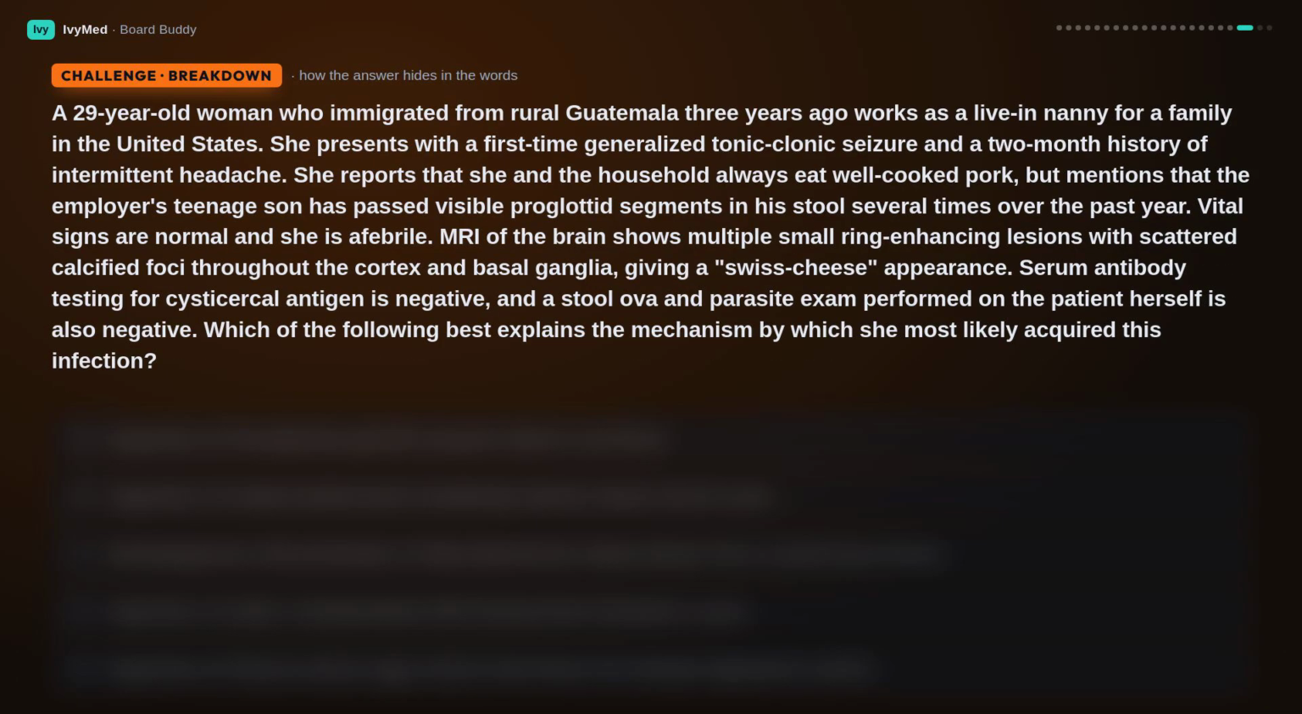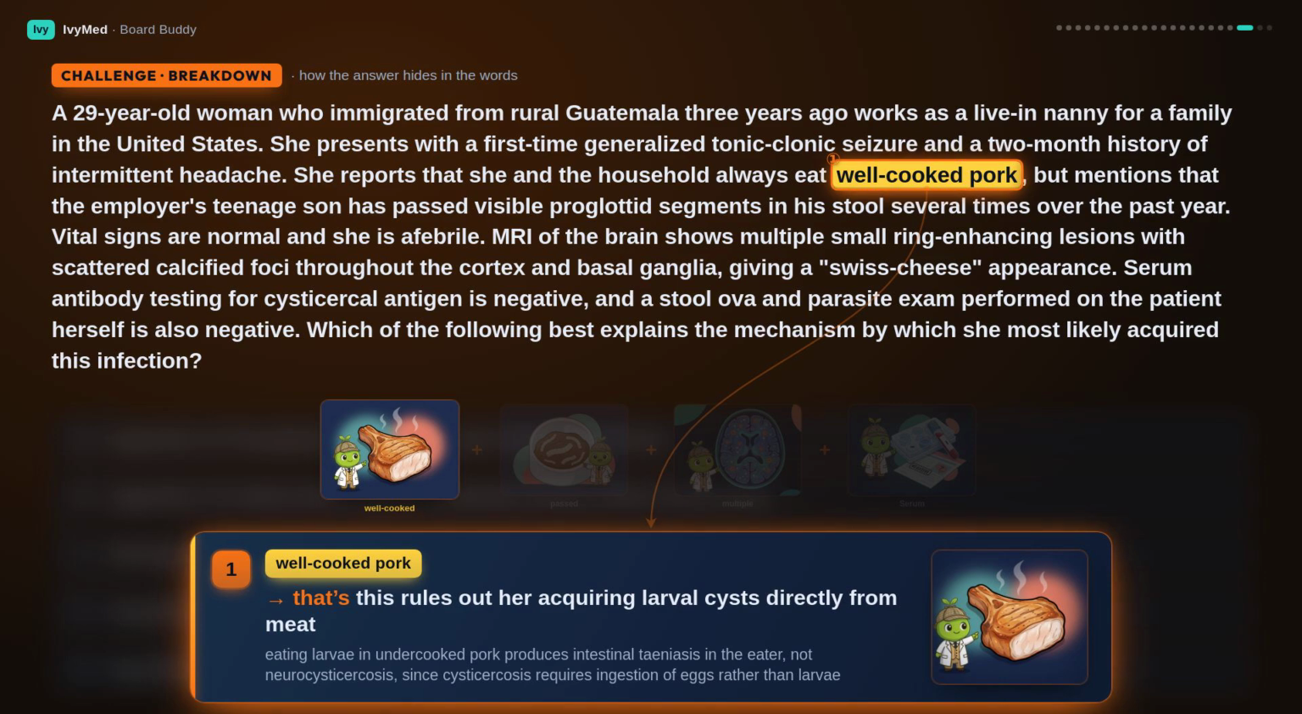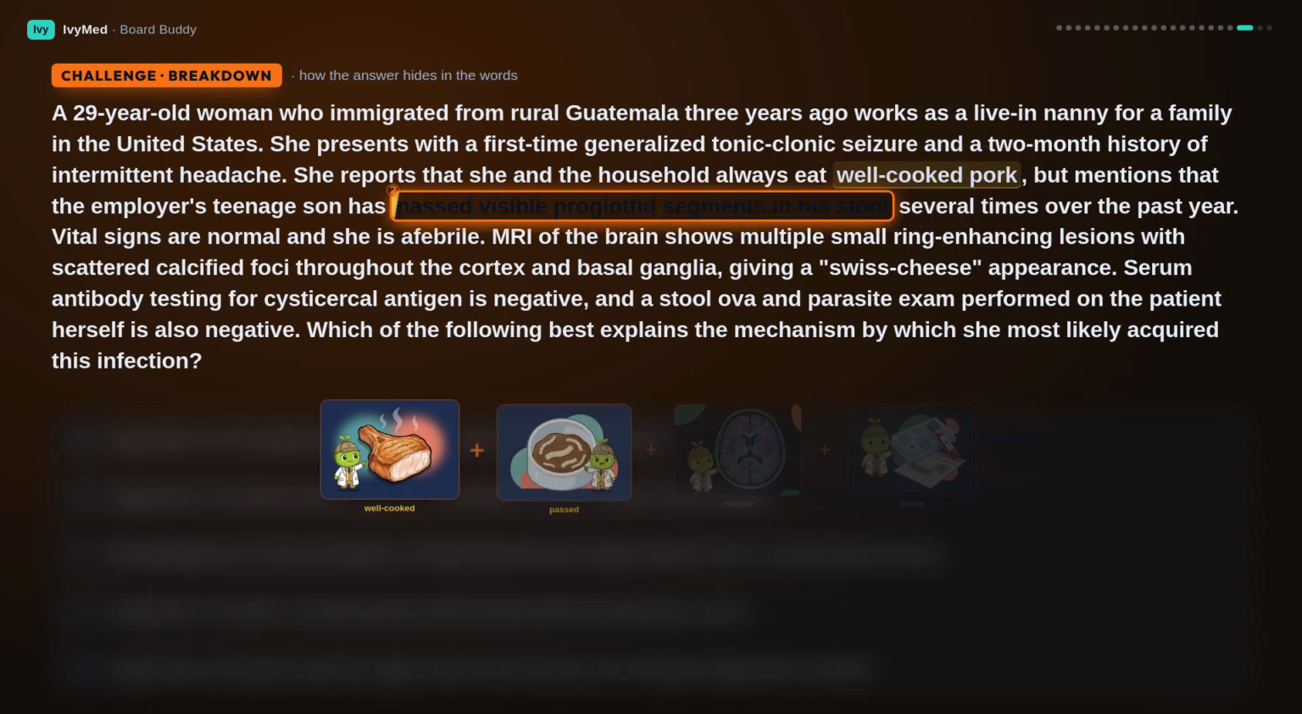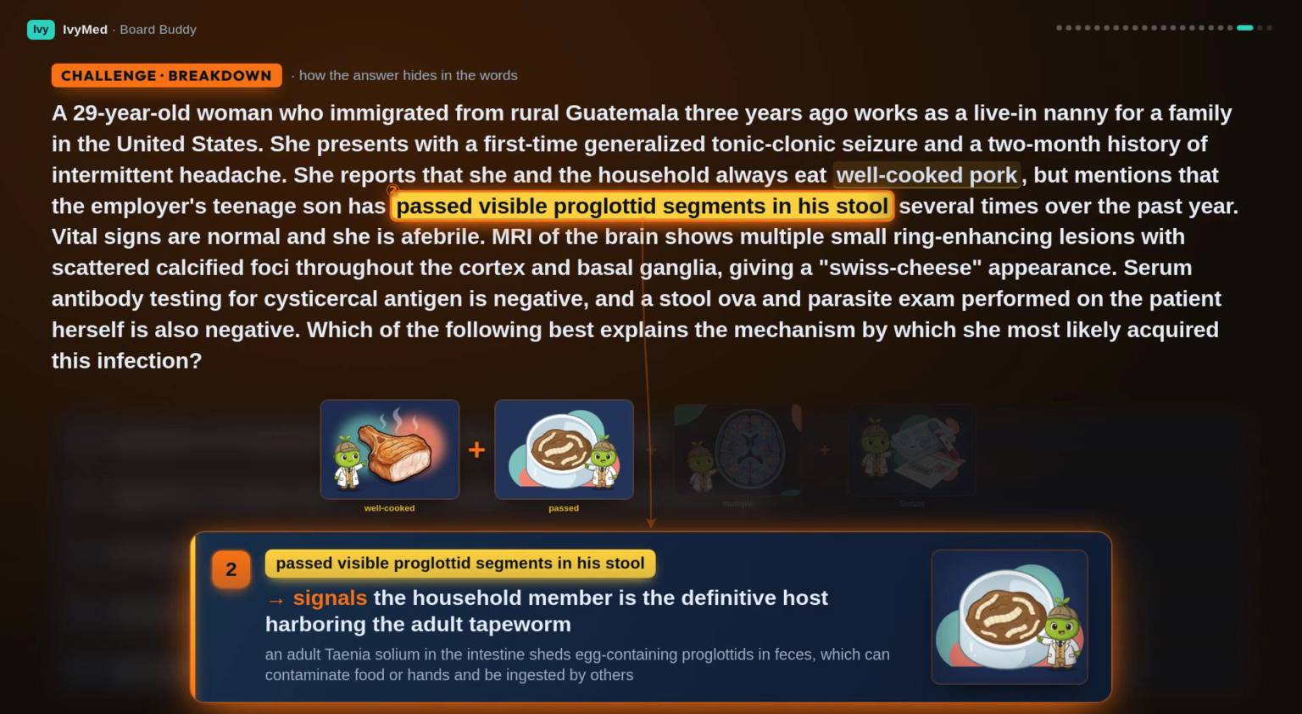Read between the lines here. Well-cooked pork. Read this as this rules out her acquiring larval cysts directly from meat, because eating larvae in undercooked pork produces intestinal taeniasis in the eater, not neurocysticercosis, since cysticercosis requires ingestion of eggs rather than larvae. Past visible proglottid segments in his stool. This signals the household member is the definitive host, harboring the adult tapeworm, because an adult Taenia solium in the intestine sheds egg-containing proglottids in feces, which can contaminate food or hands and be ingested by others.